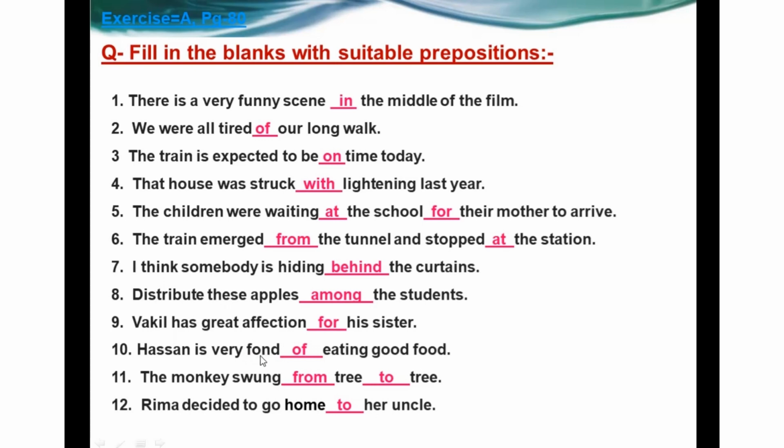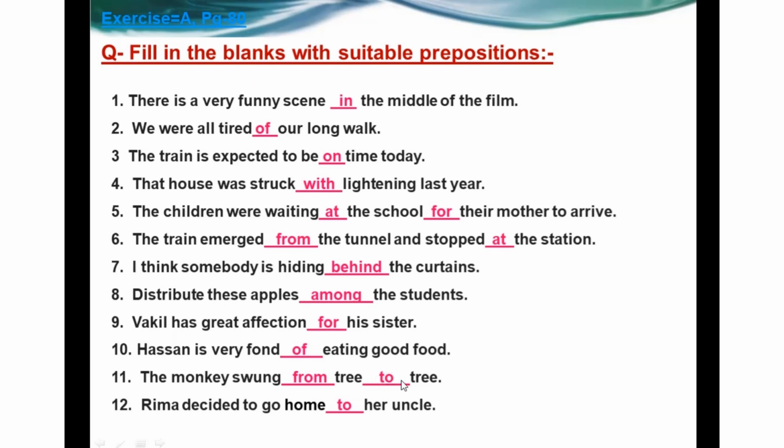Okay. Number 11. The monkey swung dash tree dash tree. Swung is the past participle of which one? What is the first form of this verb? It is swing. Swing, swung, swung, like that. So here the monkey swung from tree to tree. These are our prepositions used. So the monkey can jump from one tree and go to others like that. Other trees, they keep on jumping and moving.